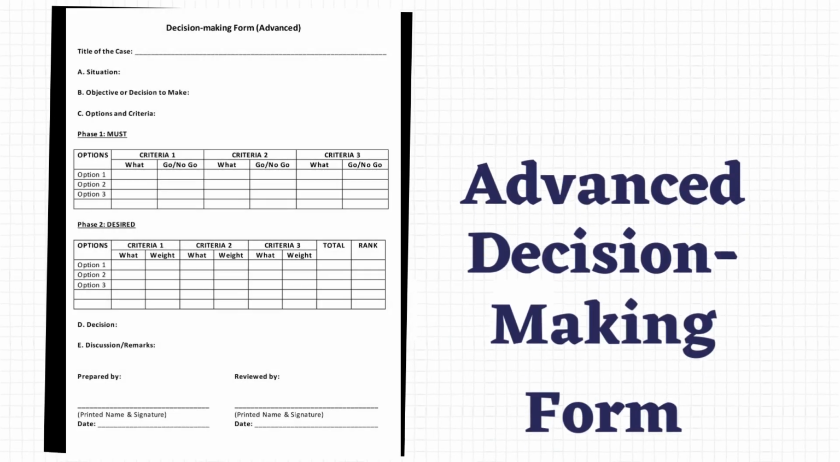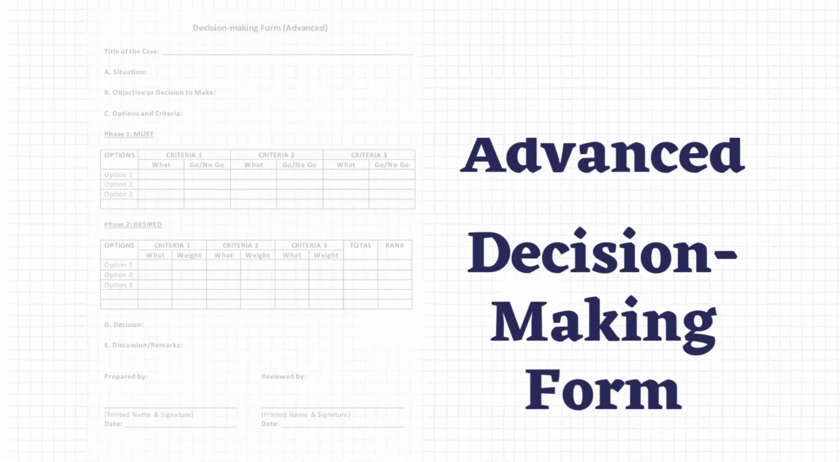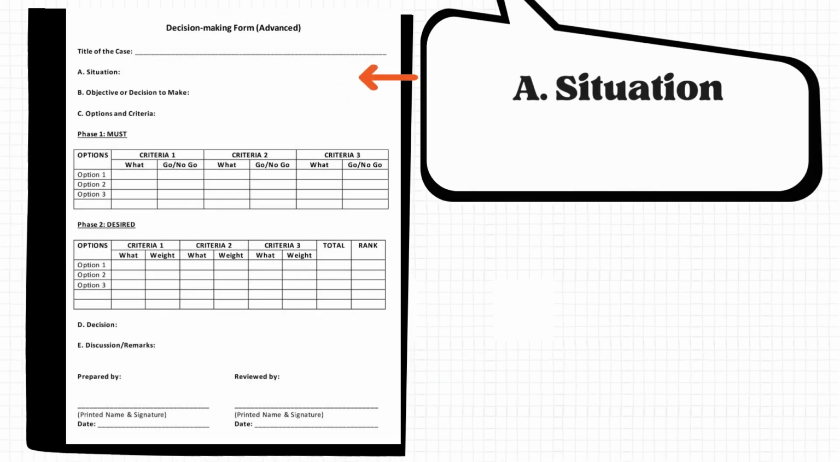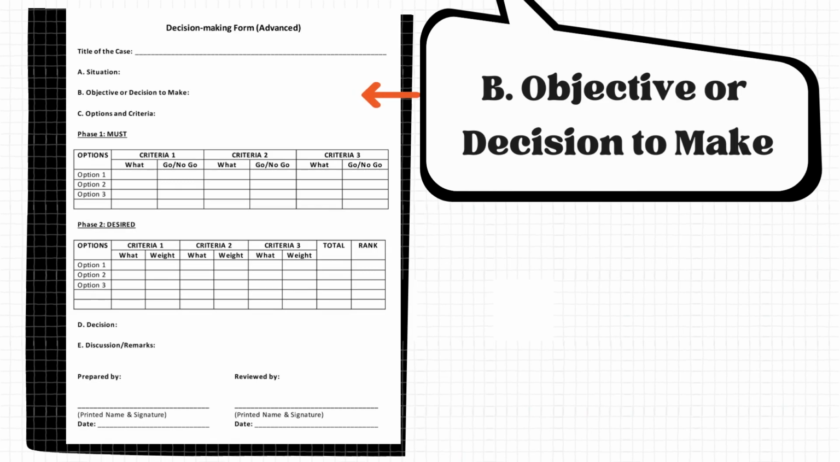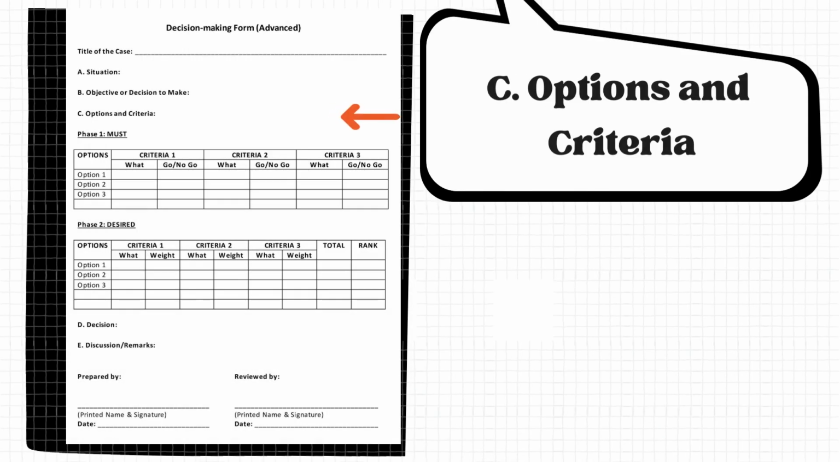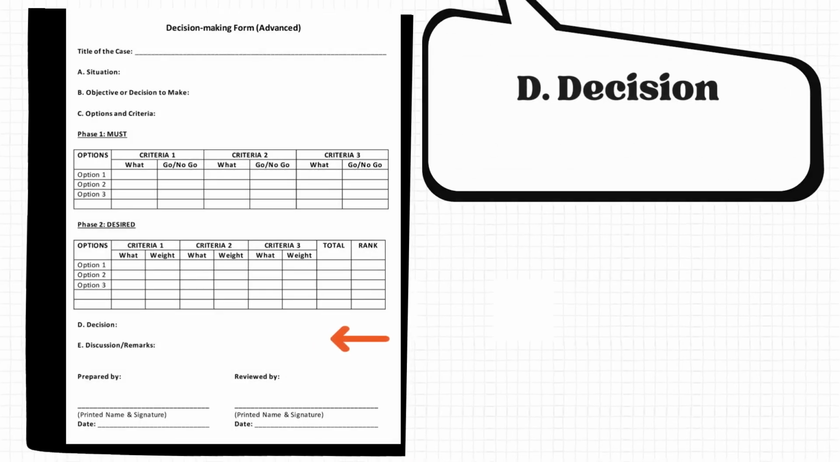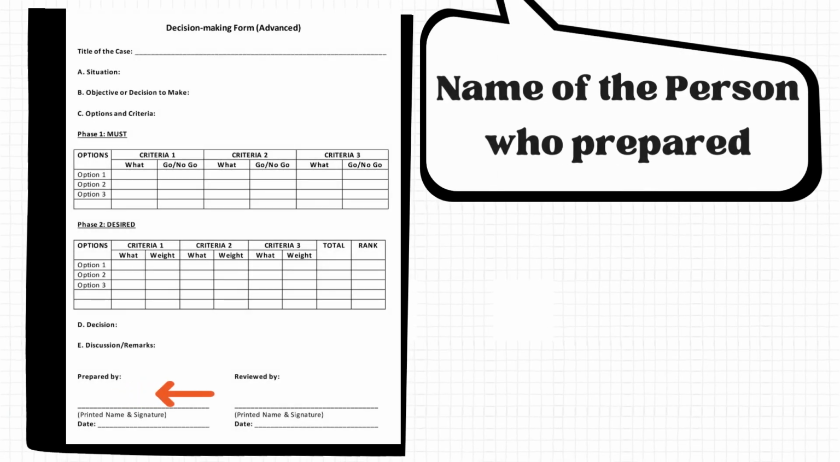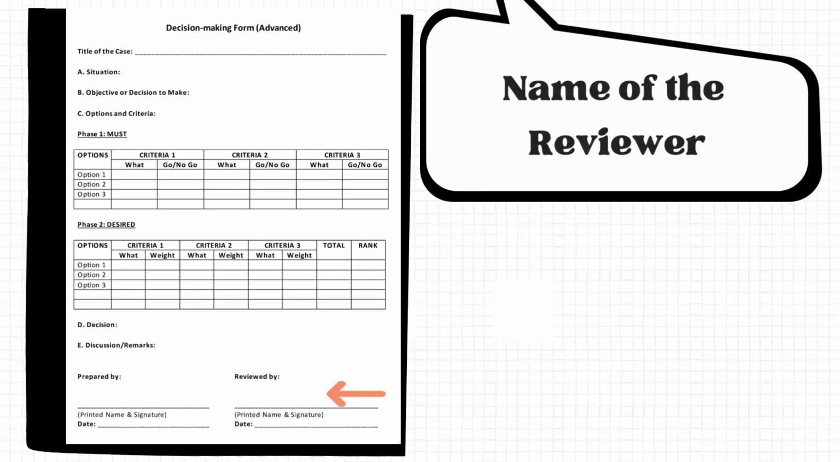The Advanced Decision-Making form has the following parts: title of the case, situation, objective or decision to make, options and criteria, decision, discussion and remarks, the name of the person who prepared the document, and the name of the reviewer if this person is different from the person who prepared the document.